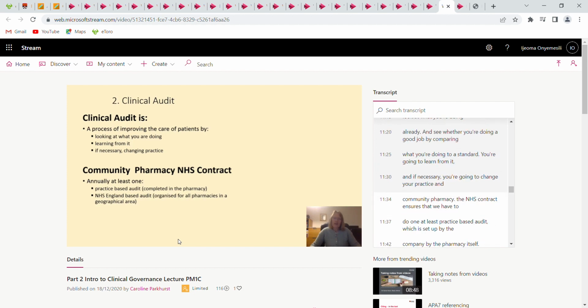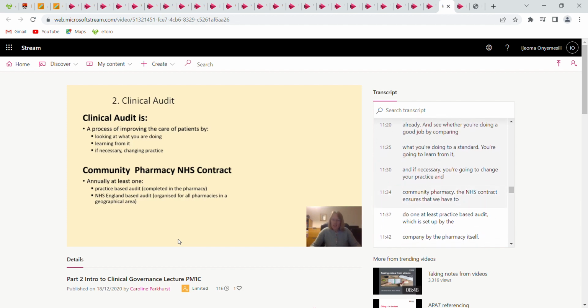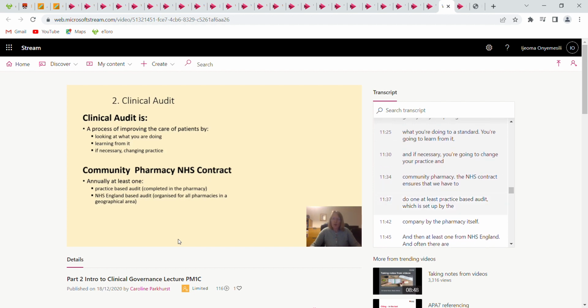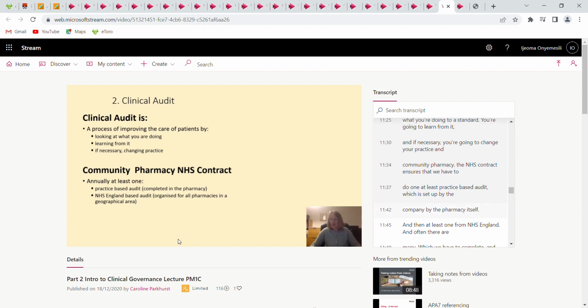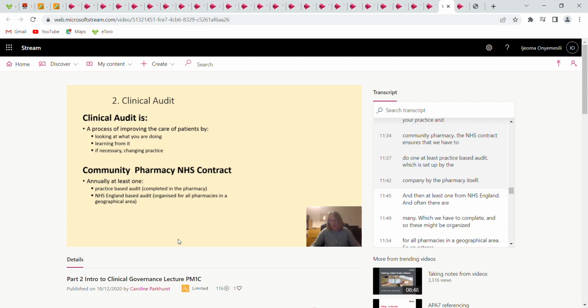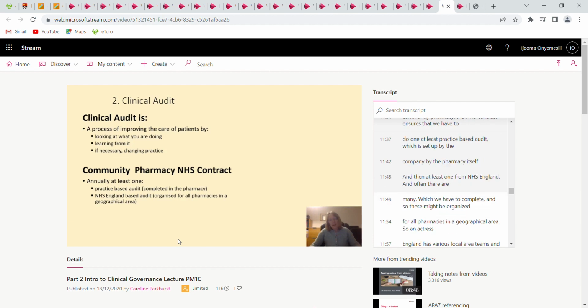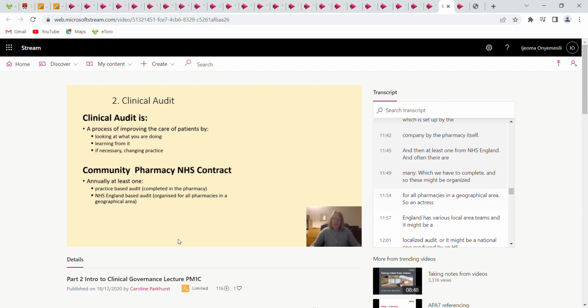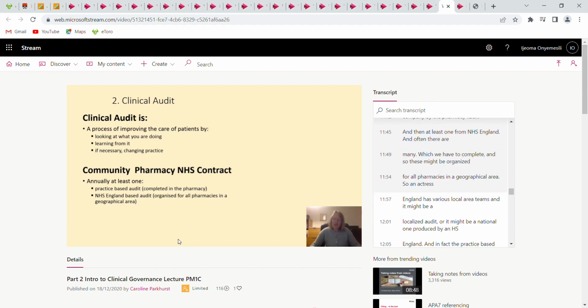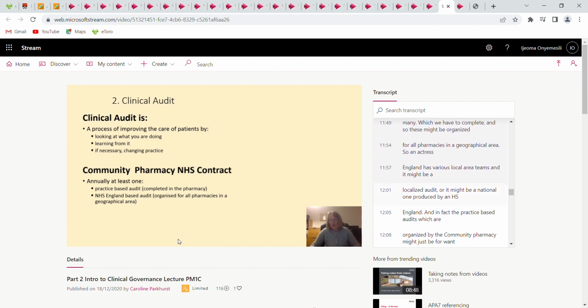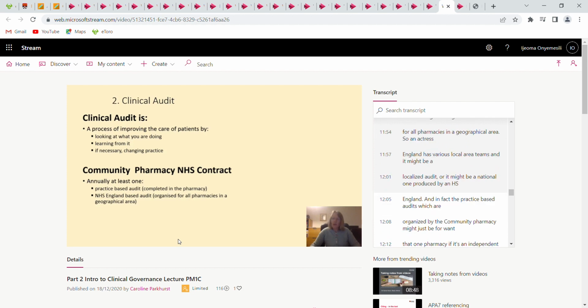And in community pharmacy, the NHS contract ensures that we have to do at least one practice-based audit, which is set up by the company, by the pharmacy itself, and then at least one from NHS England, and often there are many, which we have to complete. And so these might be organised for all pharmacies in a geographical area. So NHS England has various local area teams, and it might be a localised audit or it might be a national one produced by NHS England.